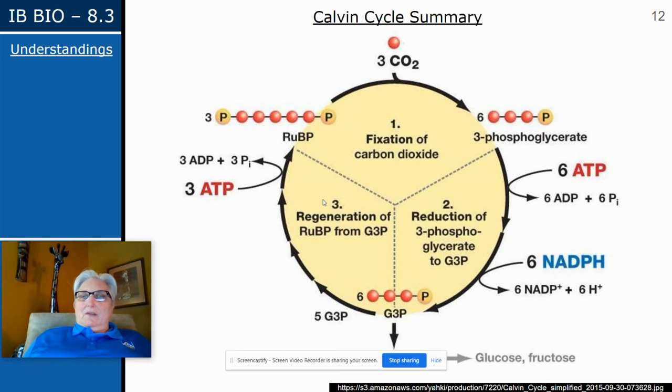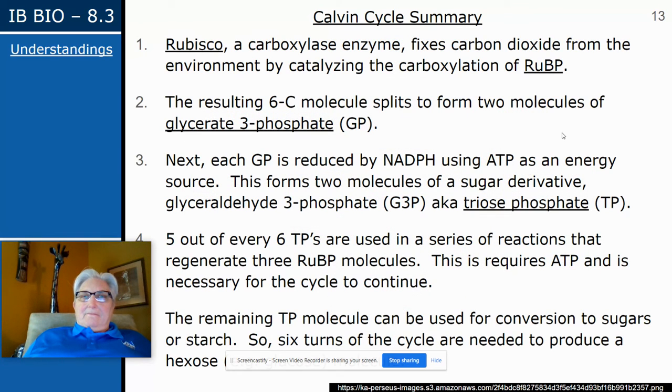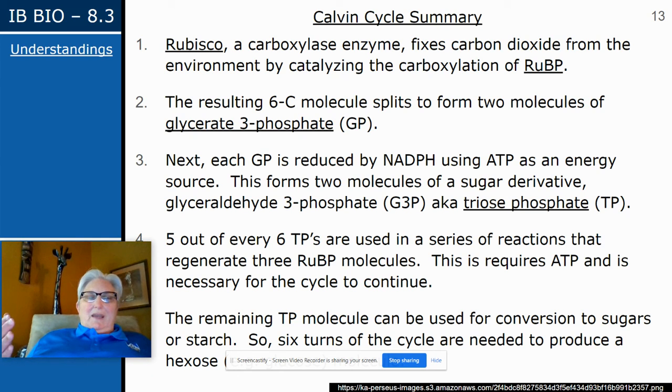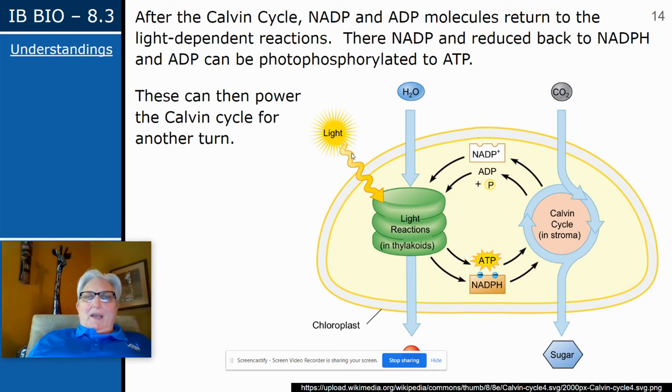Just another little look here: fixation, reduction, regeneration. Those are the 3 pieces of the Calvin cycle. And then there's a nice summary here for you, so please take a look at that when you can. Don't get bogged down by the names of all of these, because specifics like that are not going to be something that IB will be asking you on the final exam. Sometimes people try and learn all these different pieces and what they mean, and really you don't need to do that. If it's information you would need, you would look that up. So take a look at that when you can.